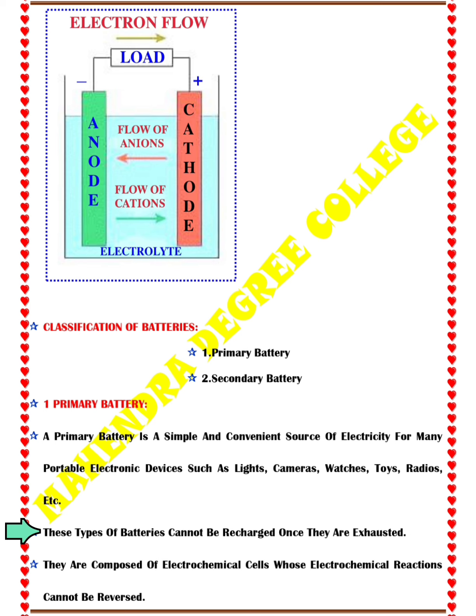The final explanation: these are single use batteries. After they run out of energy, they must be replaced. They cannot be charged again like secondary or rechargeable batteries. Primary batteries are composed of electrochemical cells whose electrochemical reactions cannot be reversed.